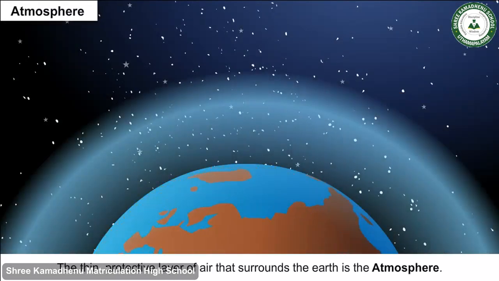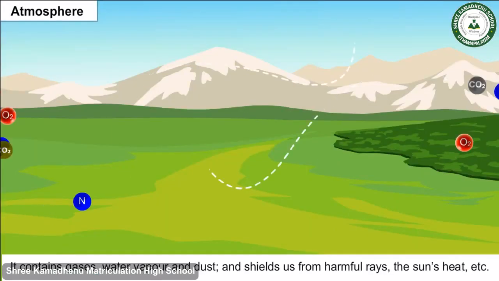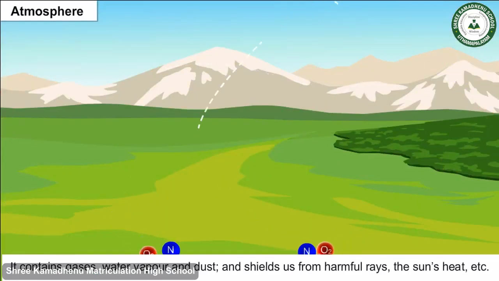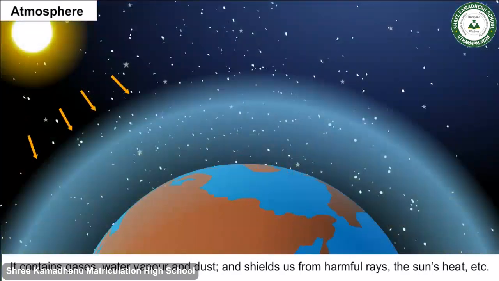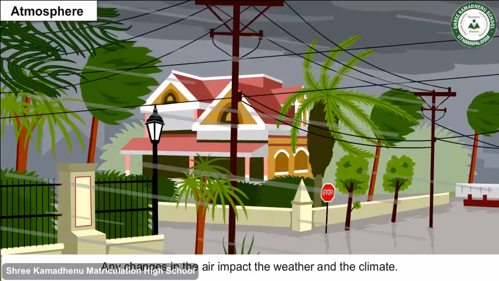The thin protective layer of air that surrounds the Earth is the atmosphere. It is held together by the gravitational force of the Earth. It contains a variety of gases, water vapor, and dust, and shields us from harmful rays, the sun's heat, etc. Any changes in the air impact the weather and the climate.